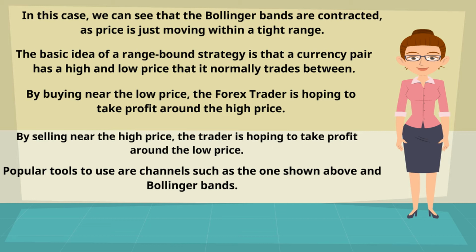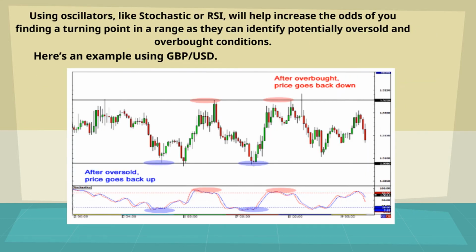By selling near the high price, the trader is hoping to take profit around the low price. Popular tools to use are channels such as the one shown above and Bollinger Bands. Using oscillators, like stochastic or RSI, will help increase the odds of you finding a turning point in a range, as they can identify potentially oversold and overbought conditions. Here's an example using pound sterling to US dollar.